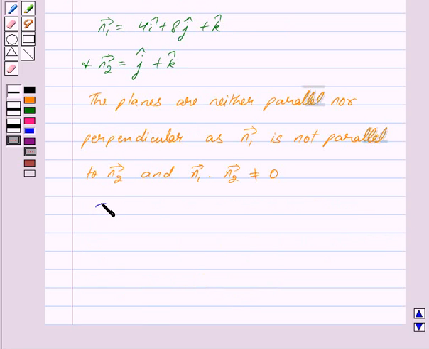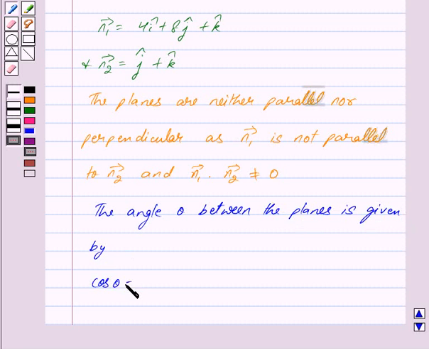So the angle theta between the planes is given by cos theta = mod of vector n1 dot vector n2 upon mod of vector n1 into mod of vector n2. We mark this as 1.